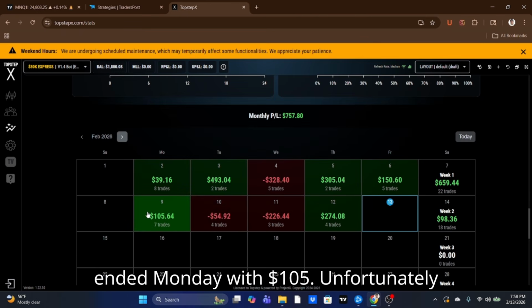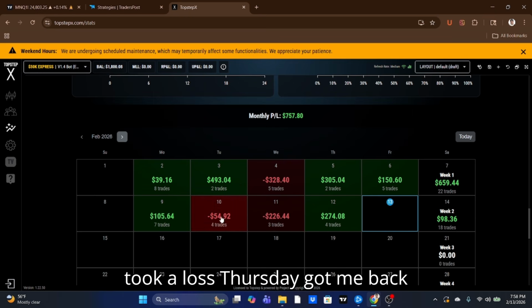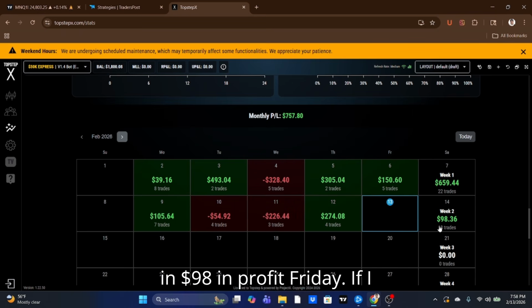I ended Monday with $105. Unfortunately, Tuesday was a losing day. Wednesday took a loss. Thursday got me back up. So I only ended the week at $98 in profit.